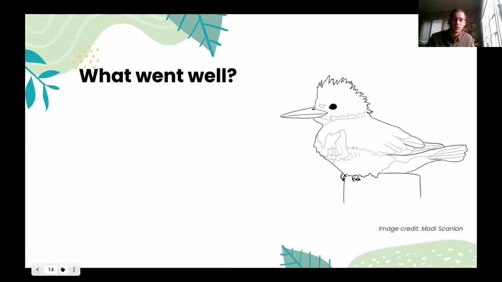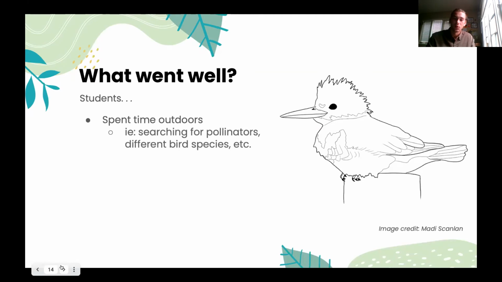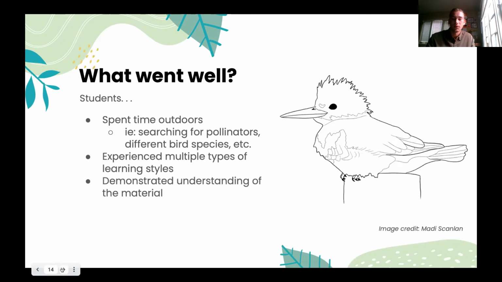So that future students in the Aves Compartidas program can build upon our work and continue to help elementary students learn about birds. Students spent time outdoors discovering the environment by actively engaging in the weekly bingo activities and eco challenges. This meant searching for things like pollinators and different bird species to promote ecological awareness and environmental stewardship. Students experienced multiple types of learning styles through things like watching videos, making observations, and doing coloring activities in their field journals. They also demonstrated an understanding of the material by filling out those field journals and participating in class discussions. And most importantly, they had fun, and so did we.